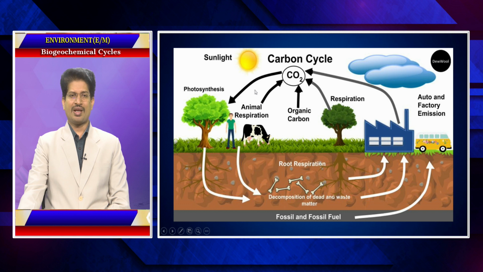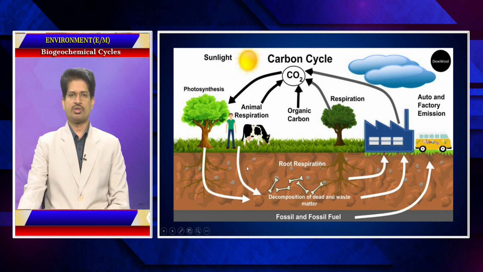So, plants absorb carbon dioxide and we consume food. So, the plants and animals and human beings, in the process of consumption of plant products, carbon is established. When these animals and plants die, they are buried under the earth.